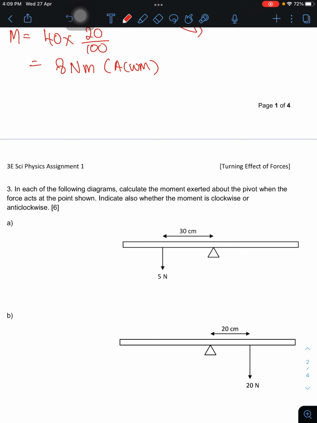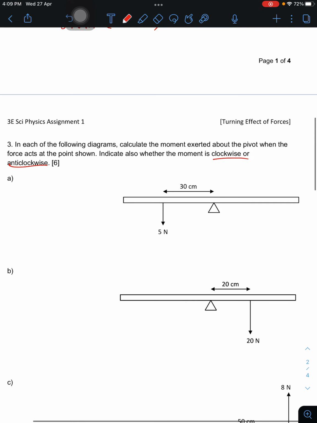Question 3. In each of the following diagrams, calculate the moment exerted about the pivot when the force acts at a point shown. Indicate also whether the moment is clockwise or anti-clockwise. This is so nice, they tell you. If they tell you and you still don't do it, I really have no idea how else you want us to request the direction from you. So A, this is the direction, anti-clockwise. Write it down first. Moment equals, again, 5 times 30.